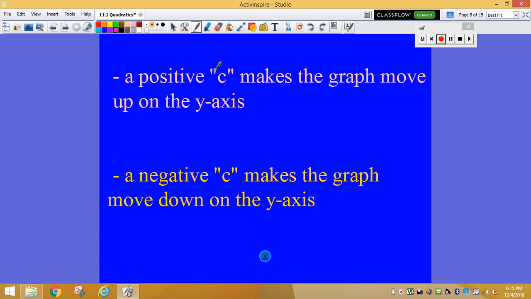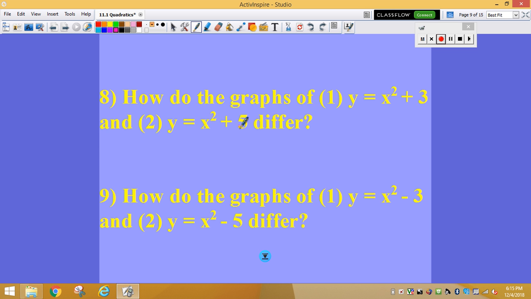So again, this just kind of says what I just said. It can either move it up or down on the y-axis. So how do these differ? Well, they both are x squared, so nothing's different there. They're the same width. They're both concave up. The only thing that's different, this y-intercept is at 3, and this one is at 5.